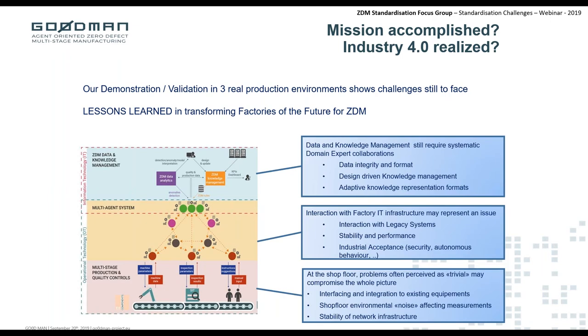Coming back to the problem of the IT, in fact, a main issue in this standardization process of these technologies, we had to face with the stability of network infrastructure in order to allow a flow of data that is real time and always stable. If we go up to the middle layer, again, now is the place where the IT infrastructure is very important. So we have to interact with the legacy system already in the production.